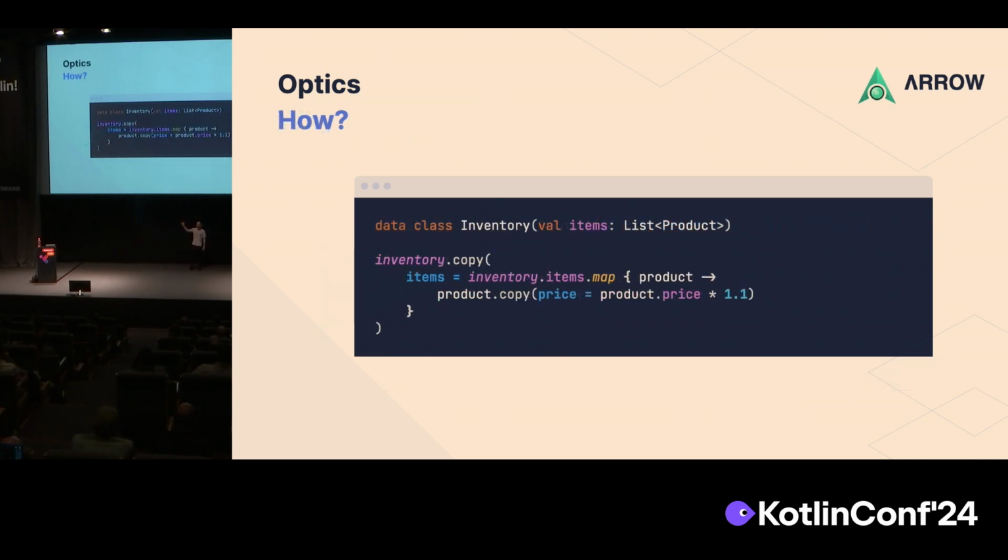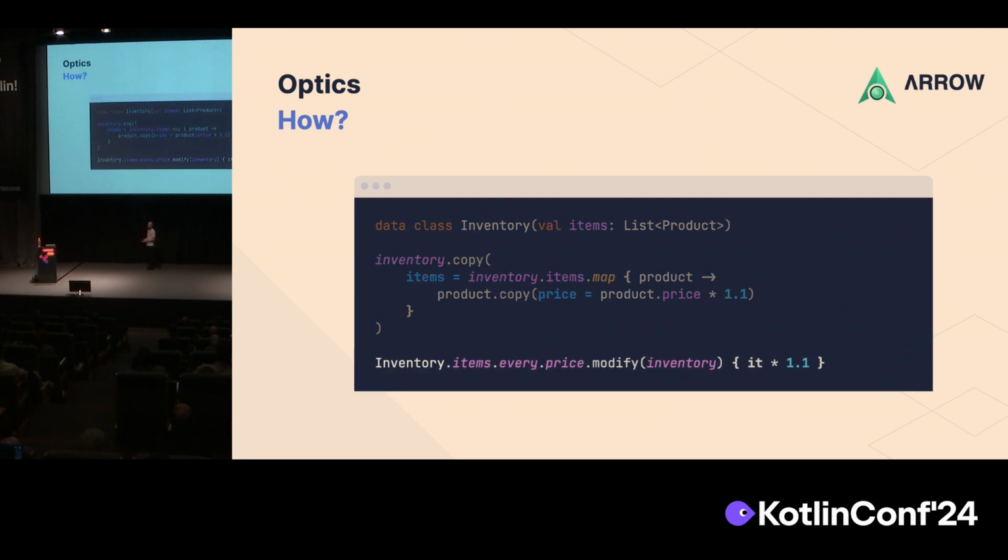Arrow Optics also has support for collections. So in this case, you have an inventory data class, and there's a collection of products. And since we just gave a discount, we need to increase prices. So we copy the inventory, and we map over every item in the list of products. We copy every product, and we apply a price increase. But now we've introduced Collections API and logic into our copy, and I don't really like that.